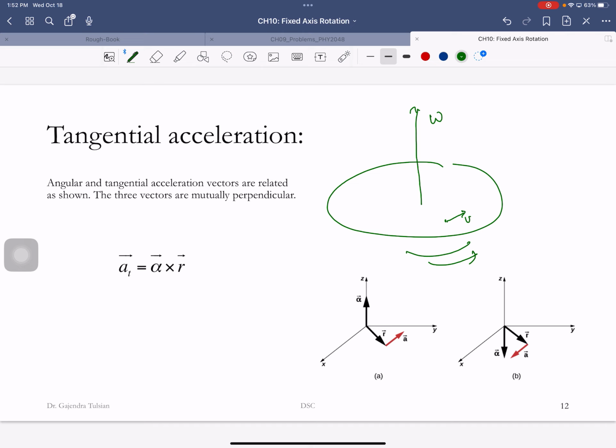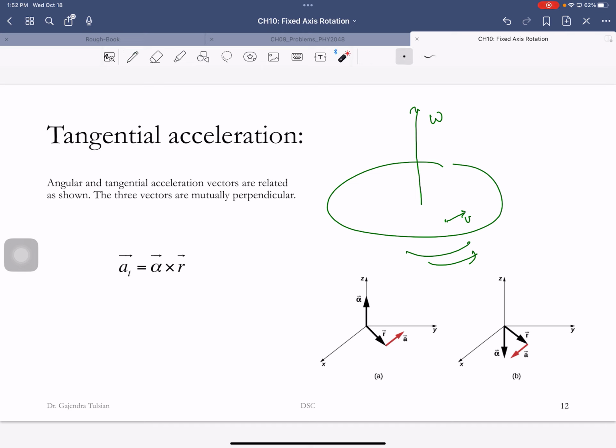So again, here's the wheel. As the wheel spins faster, what is happening to the speed of this point? Is it increasing? Right now it's constant, when the angular velocity is constant. But when it's spinning faster, the speed of this point is increasing. And so that point has what is called a tangential acceleration. When the magnitude of the velocity increases, it has a tangential acceleration.